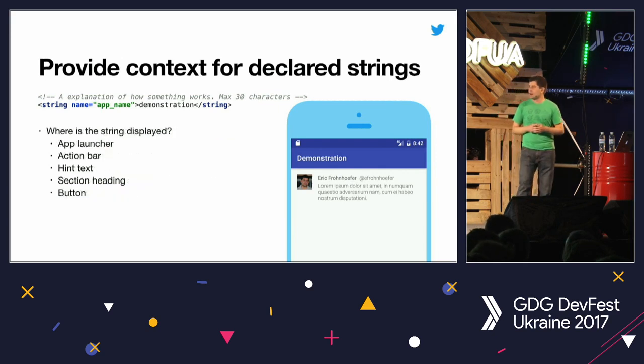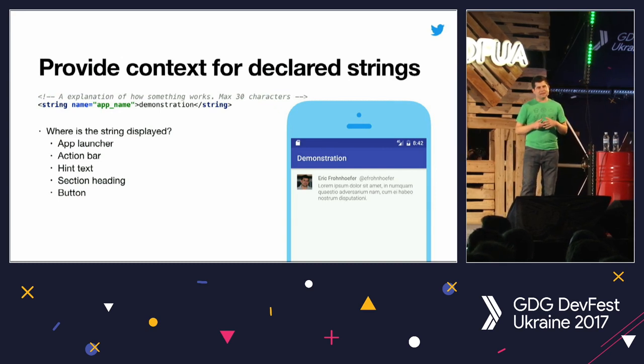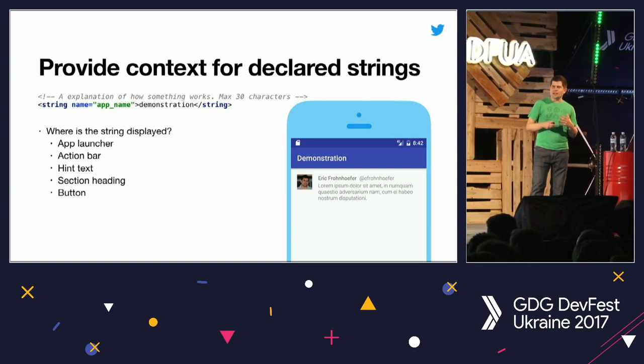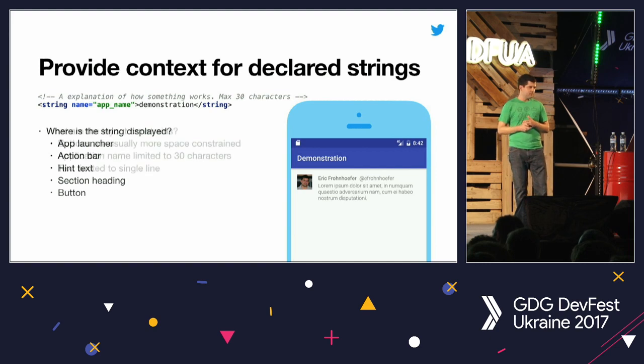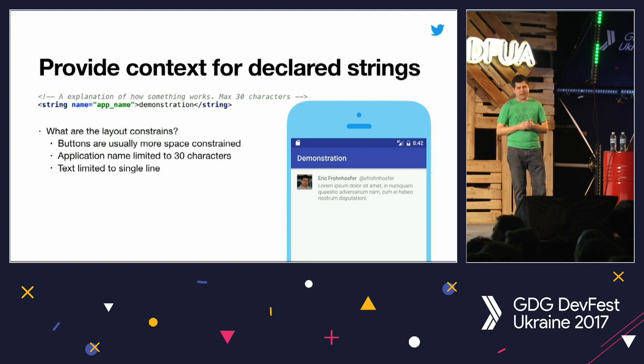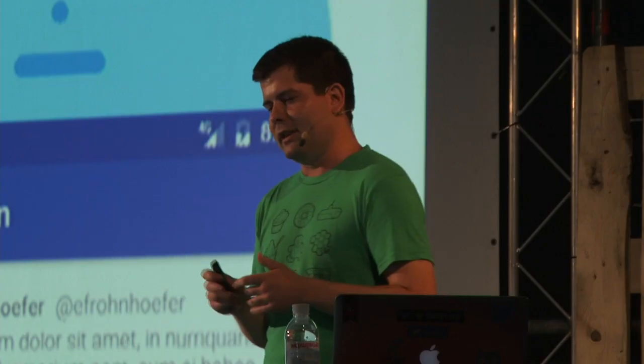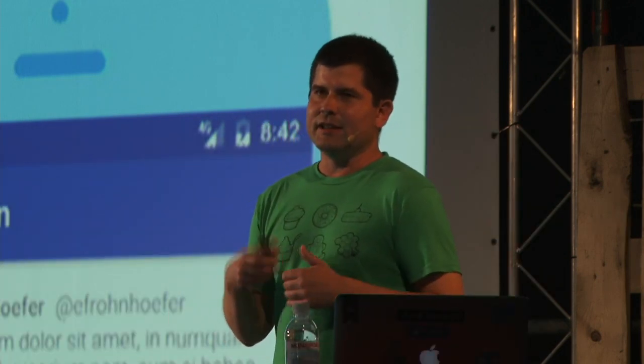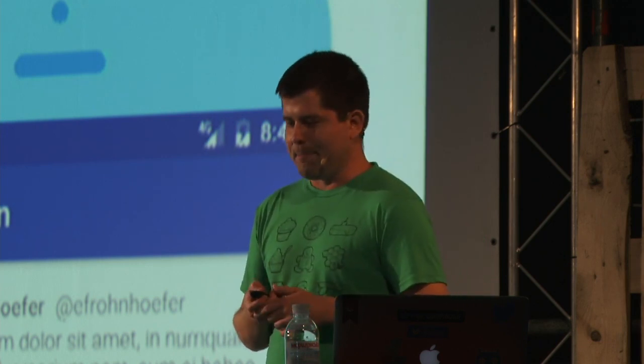Also include where these strings are going to be kept. That gives some context to the translator. Do they need to keep the string shorter? Do they have more room to work with? If it's a resource constrained space, maybe they can choose a different, shorter synonym for the word. Some of these things, like buttons, are usually more space constrained, so they know to be really short with the language. Like app name, it's limited to 30 characters. So make sure your translators know of these limits so that they can keep to them.